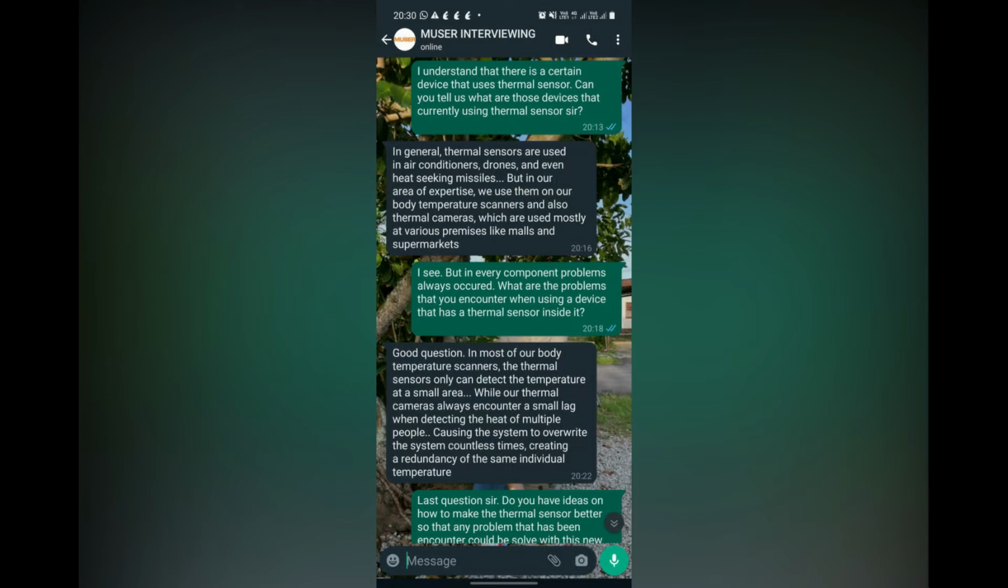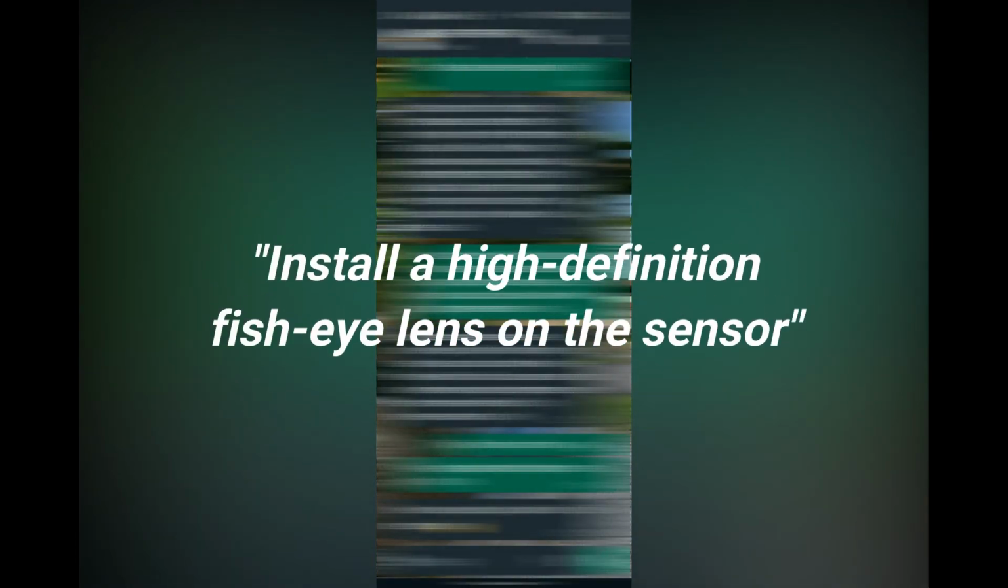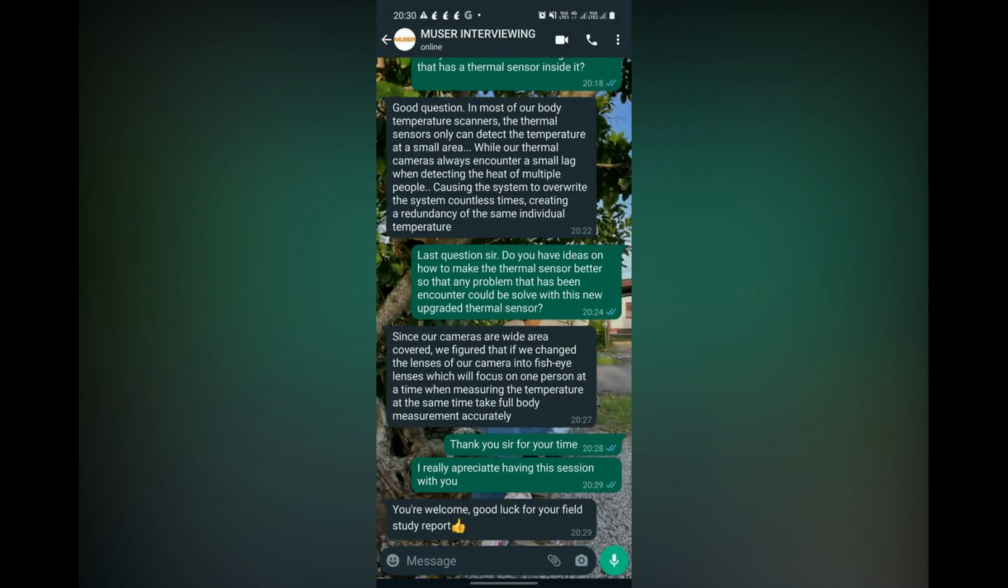As we know, every problem must have a solution, so we went on and asked the interviewee whether they have any idea how to overcome their problems. Surprisingly, they came up with an interesting idea, in which he quoted that these sensors need to have a high definition fisheye lens to be put on the sensor, which will lower the scope of the sensor as well as taking a full whole body temperature, telling us that the sensor will pick up the temperature of each person at a time, which will result in a more accurate temperature measurement.